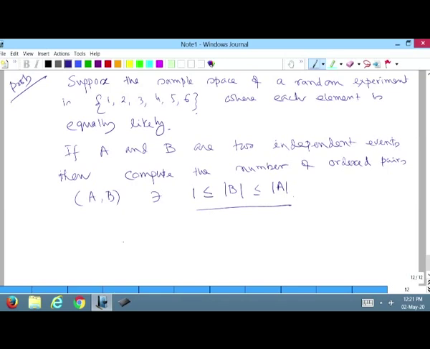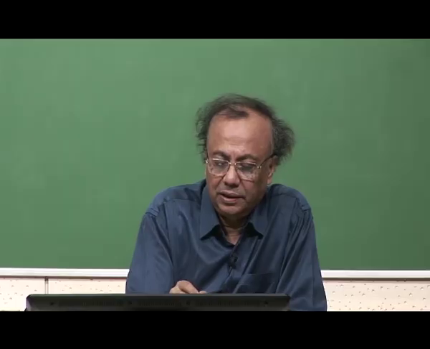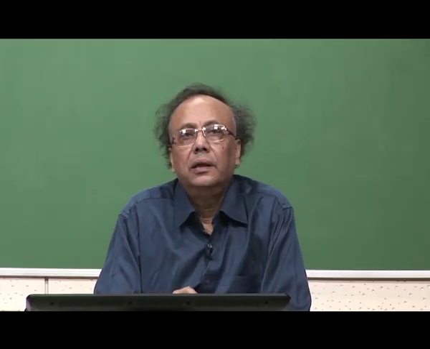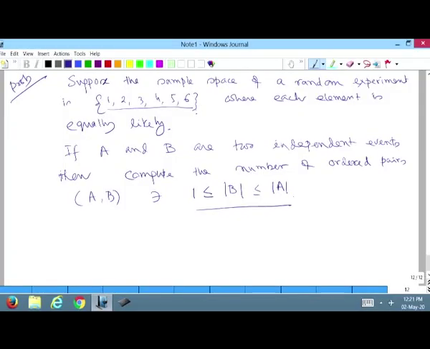So, I hope you understand the problem. There are 6 elementary events in the sample space. They are equally likely. We want 2 events A and B such that they are independent. Now, we want to see how many such pairs are possible such that cardinality of B is less than, let us make it strictly less than, cardinality of A.